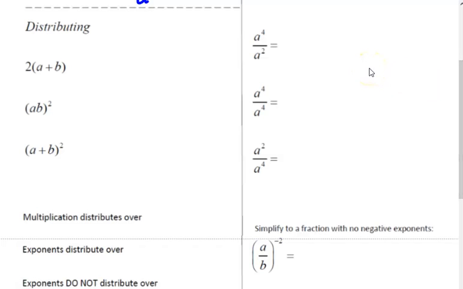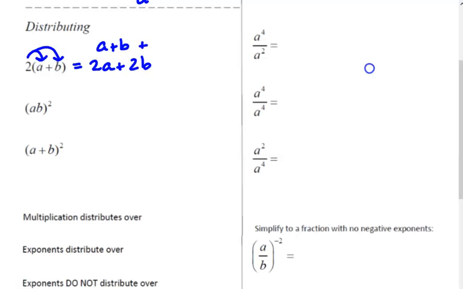Now distributing tends to throw students off. The correct answer for the first one should be 2a plus 2b, because multiplication distributes over addition. Because this is just saying a plus b plus another a plus b. So I have a total of 2a, a plus b plus another a plus b, which means I have a plus a, which is 2a, and b plus b, which is 2b.